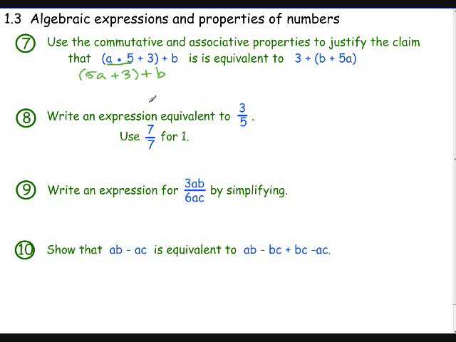Now, what should I do next? I think I ought to maybe associate differently. So I could have, still in the same position, 5a plus 3 plus b. But instead of associating the first two, I'll associate the last two.